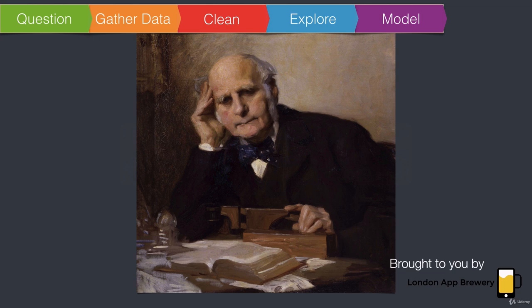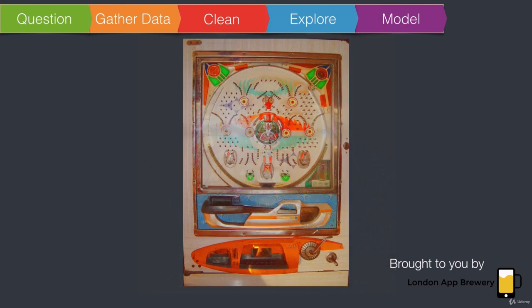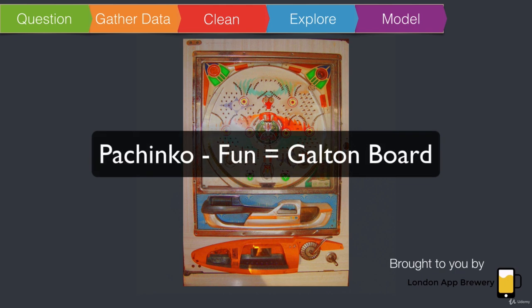Sir Galton lived in Victorian England and had quite a few talents. One of the many things he's remembered for today is his invention of the Galton board. Yep, he named this invention after himself. Anyhow, a Galton board is basically what you end up with if you were to take a Japanese pachinko machine and then extract all the fun out of it.